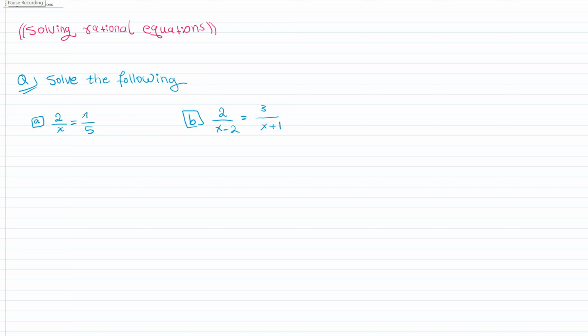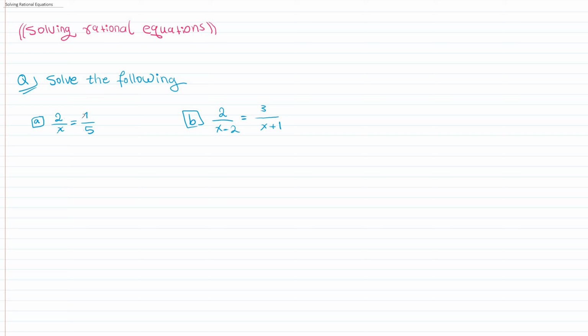Okay, let's start with rational equations first. Dear students, in rational equations, how do we know an equation is rational? Because the equation is in fractional form, 2 over x, as you can see. This is a rational equation. Why? Because it is in the form of a fraction. Same here, we have 2 over x minus 2 on one side and 3 over x minus 1 on the other. So it's an algebraic fraction. Okay, now let's solve these two questions.